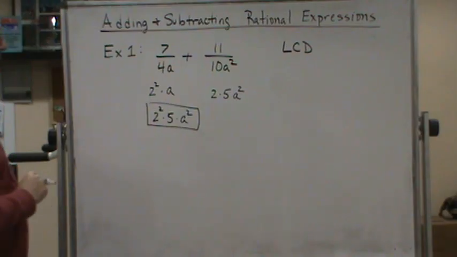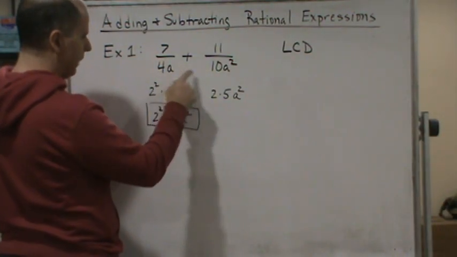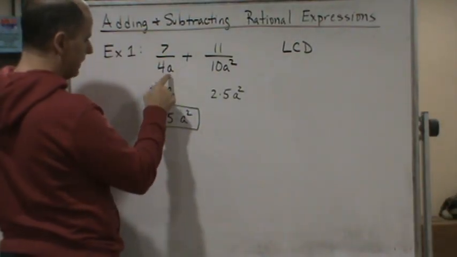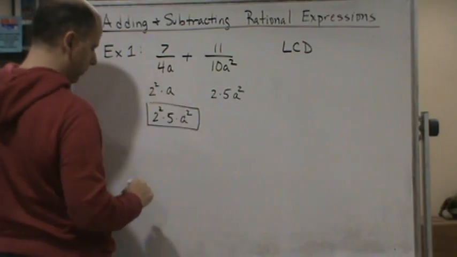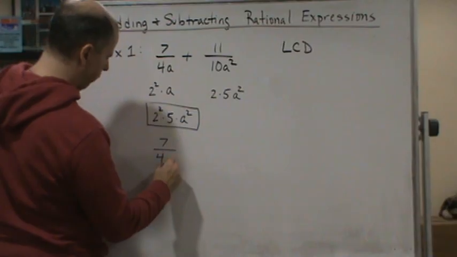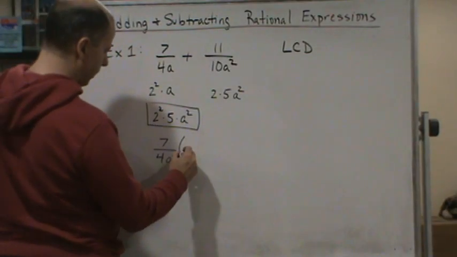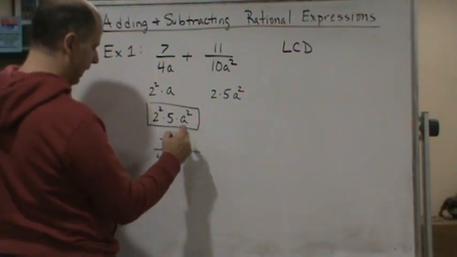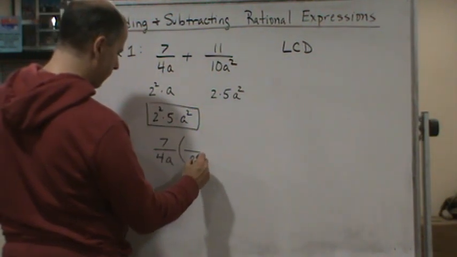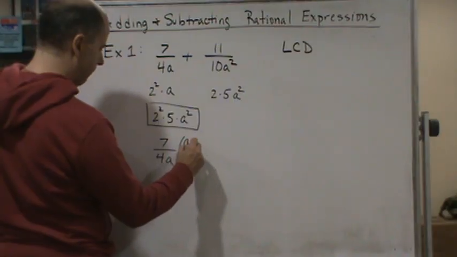Okay, so now what are we missing on both of these denominators in order to get this? Well, we've got 2 squared here, we're missing an a here. Okay, so what we're going to do is we're going to take 7 over 4a, and we're going to multiply the top and the bottom by what? We're going to multiply the top and the bottom by a. We're missing an a. We need a squared. We're missing a 5.